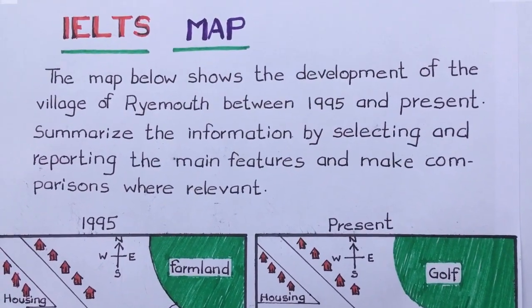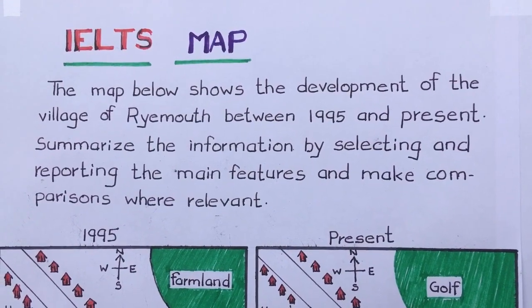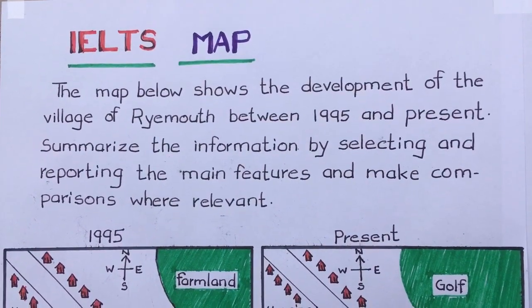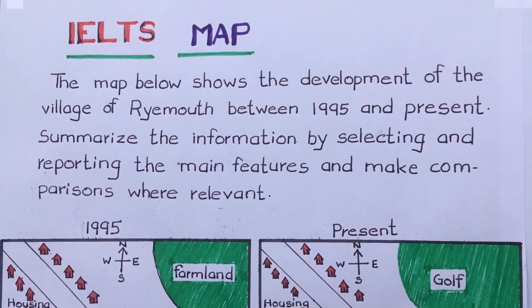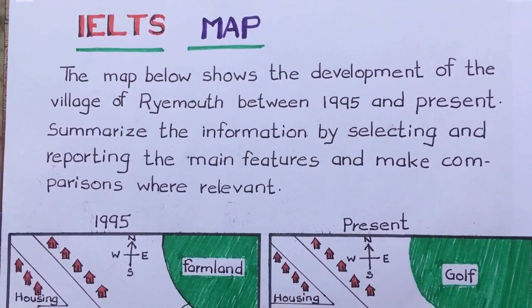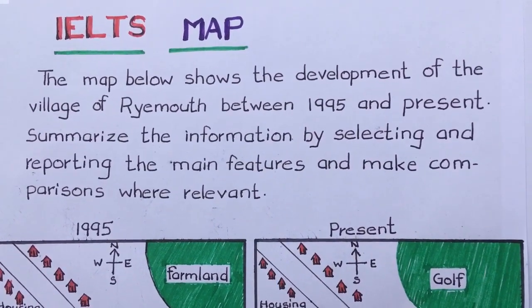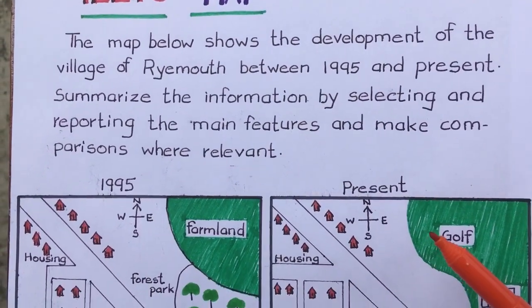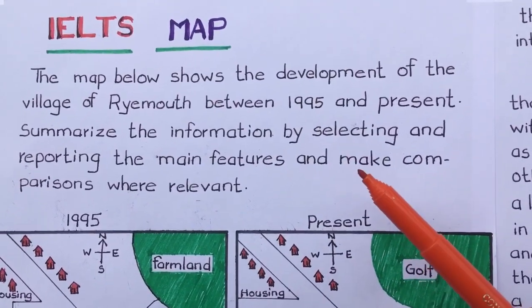In today's class, let's learn how we can write a comprehensive essay using a map for your IELTS Task 1. So, this is our question. You can see in front of you are two maps from 1995 and the present. Let's move to the question first.